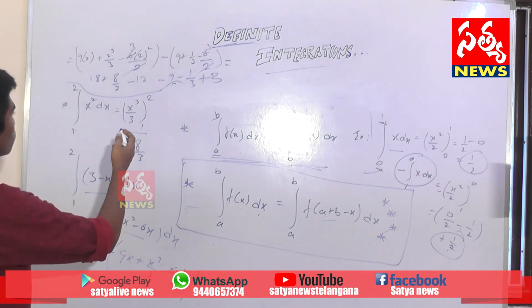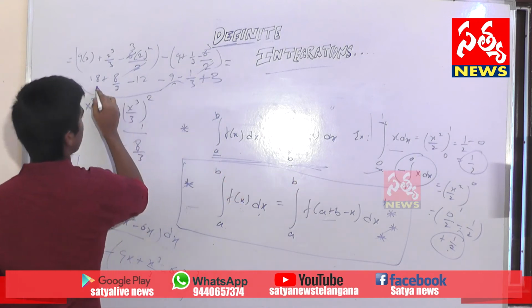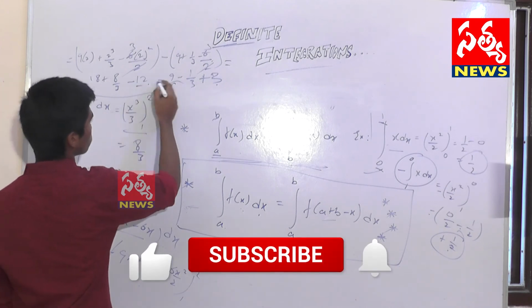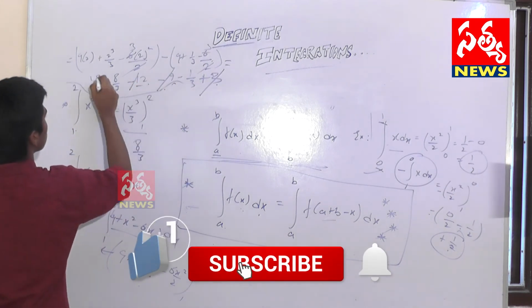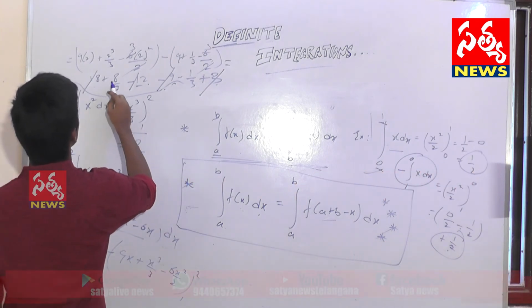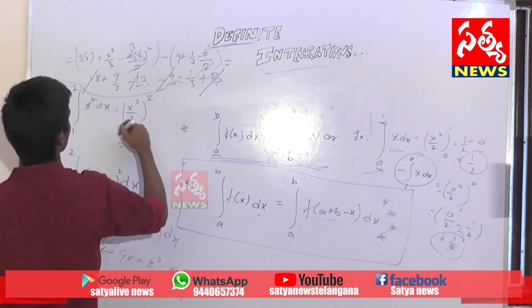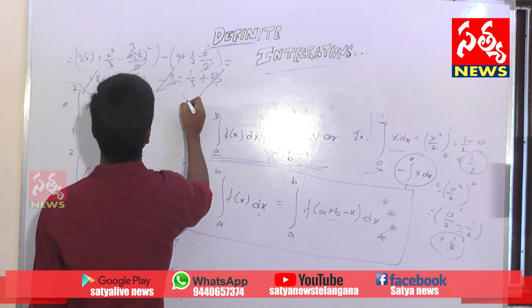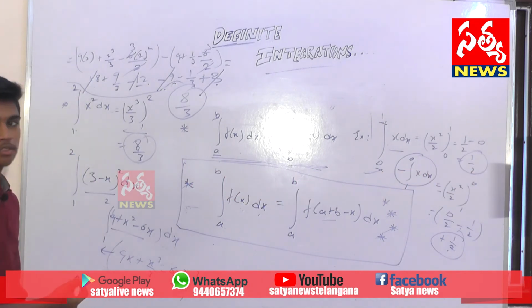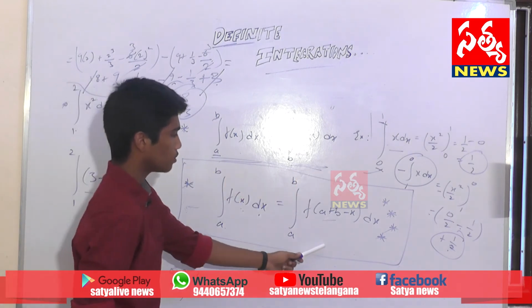See here. Do the cancellations. 18 minus 9 is 9, 9 plus 3 is 12, plus 12 minus 12 cancels. Sorry, here 9 by 3 here. We get 8 by 3. See, 8 by 3, 8 by 3. It is nothing but same. Hence proved, this is equals to this.